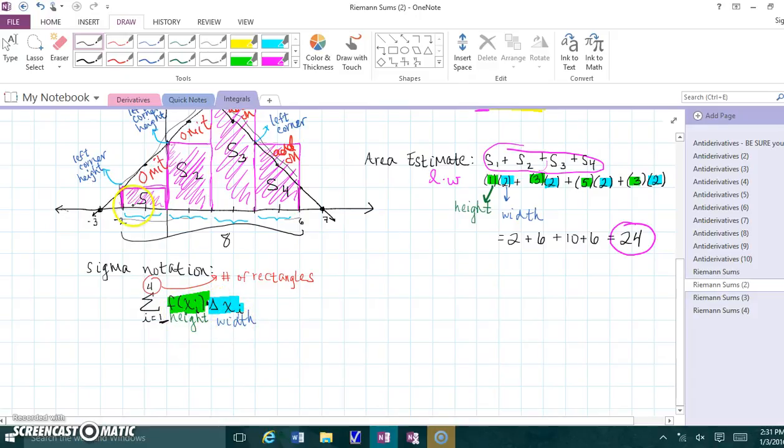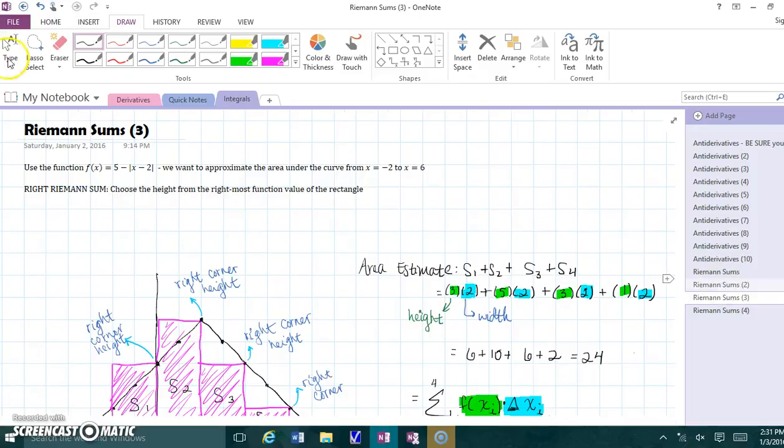Well, my height is actually a function value on the curve. So my height for rectangle i, we're making it general, is equal to f of x sub i, whatever height I'm at here. And delta x is the width here. So delta x is the width, f of x is the height. So this is our sigma notation. And that's very important that you remember that because that's going to lead into the fundamental theorem of calculus very soon. So make sure you have that all written down, and let's keep going with the right Riemann sum.